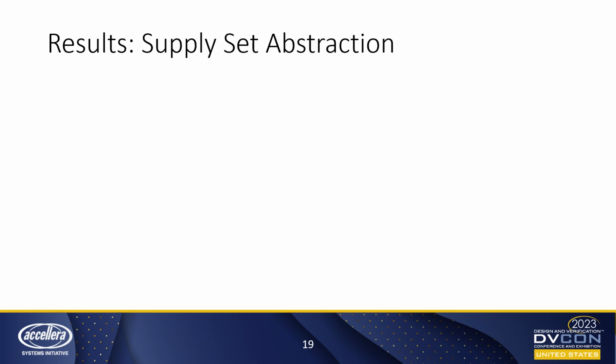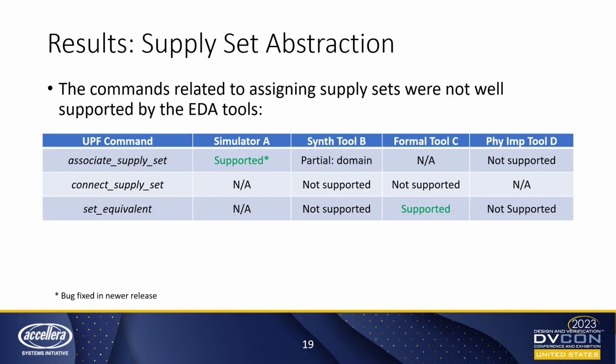Now let's look at supply set abstraction. How easy is it to make associations or connections between our IP-defined supply sets and system supply sets? As you can see from this chart, it's not very easy at all. Support for these supply set commands was abysmal with the tool versions that we used.